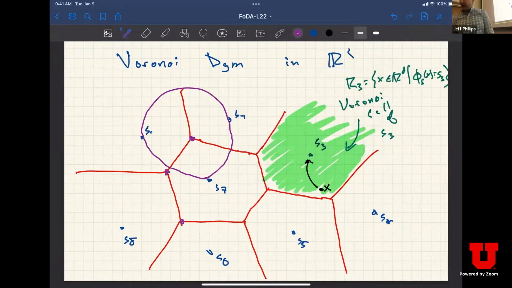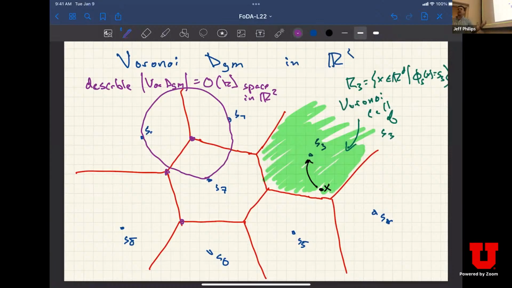So I can construct this, and it turns out I can describe the Voronoi diagram in O of K space in R2. So if I have K sites, I can describe this in a linear amount of space. It turns out you could have n choose 2 lines here, since every bisector might be described by 2 points, but you don't get all of them. There are points far apart. S8 and S4 don't have a bisector.